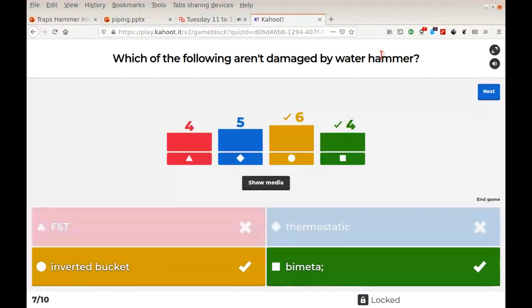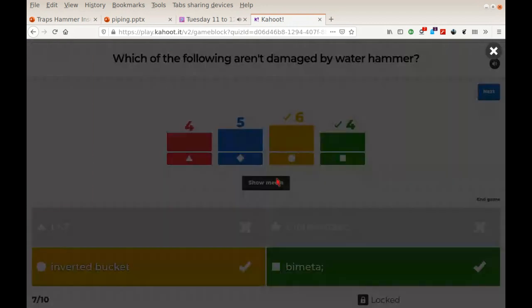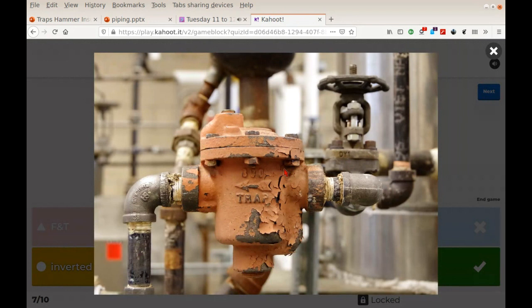The inverted bucket, of course, is a mechanical trap like the F&T, but instead of having an enclosed float, it has an open bucket. The pressure equalizes on both sides of the bucket, so it will not collapse if there's a water hammer. So you could argue that the thermostatic one is kind of half true. Here, for example, is an inverted bucket trap. A picture that I took somewhere, I can't remember where.